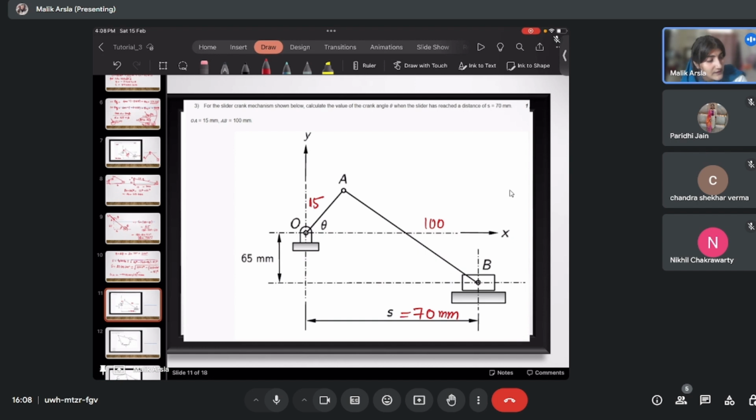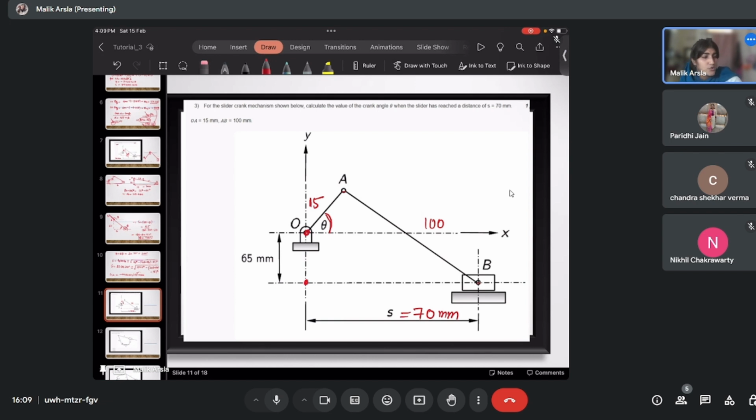Now you have to figure out the crank angle theta. This is a problem of inverse kinematics. S has been given and you have to figure out theta. So how do we do it? You can again follow the same procedure: write the coordinates of this point, then write the coordinates of that point. You can fix your origin here, or fix it here, whatever suits you.